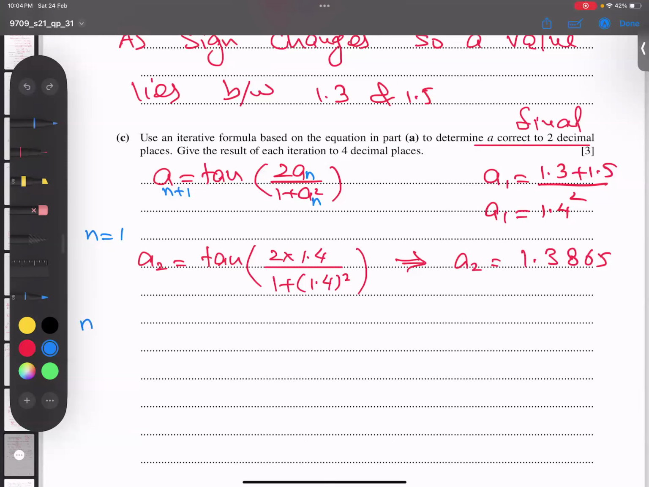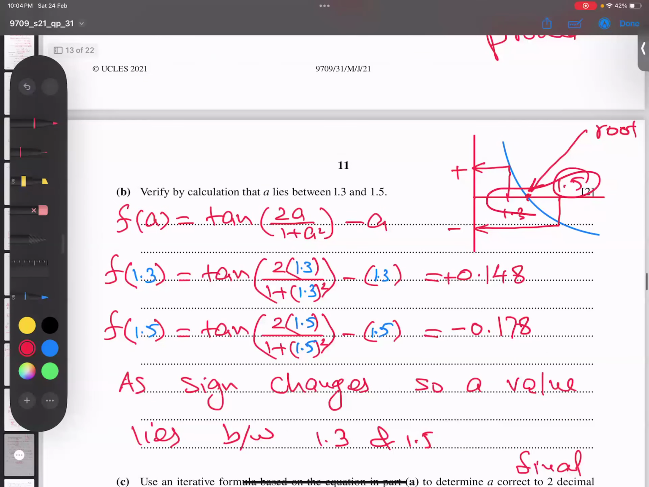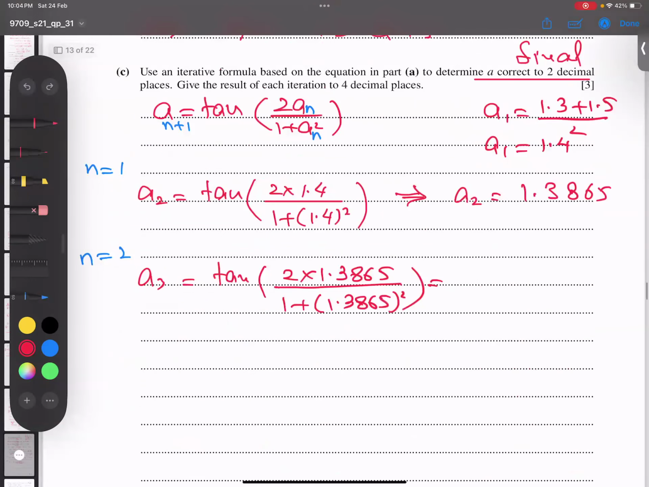Now I plug in n equals 2. Where do I plug in 2? Here, here and here. So I get A3. How does 2 plus 1 give you 3? When I plug in 2, A2 is this value, which will go directly here: 2 times 1.3865 divided by 1 plus 1.3865 to the power 2. Make sure my answer will come between 1.3 and 1.5. So the answer will lie somewhere in the middle.